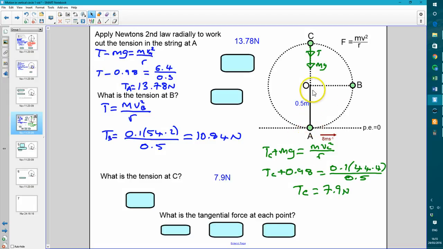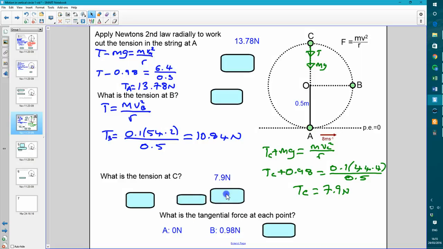Both forces are acting down here, and at A the tension is acting up and the weight is acting directly down. At B, however, the tension was acting towards the centre of the circle, and then we had our weight that was actually acting at a tangent to the circle. So that weight would have been mg, which would be 0.98 newtons in this case. So at A we've got 0 newtons, at B we've got 0.98 newtons, and at C we've got 0 newtons.